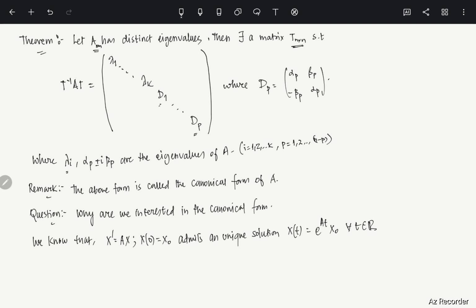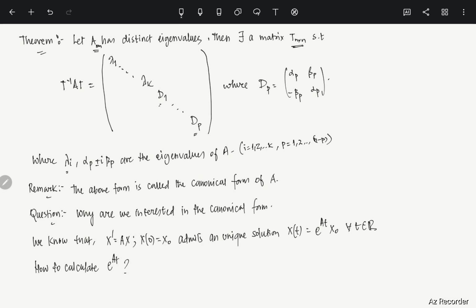Now you see, if we want to explicitly calculate what the unique solution is, so basically e power At, if we can calculate that part, then you just multiply it by the vector x naught and we are done, right? Okay, so how do you calculate e power At? That's the question, right? How to calculate the exponential, e power At?